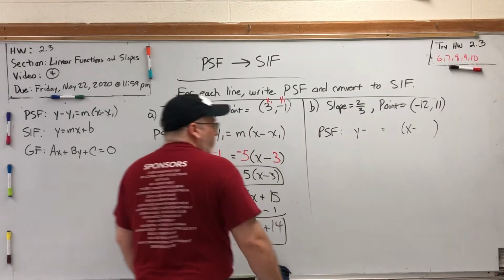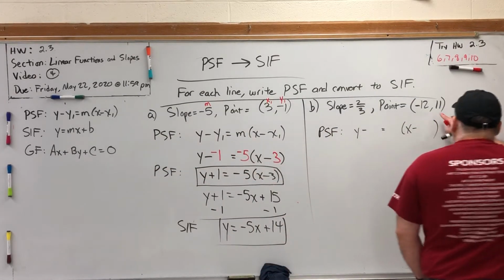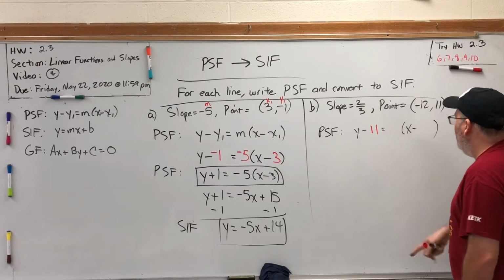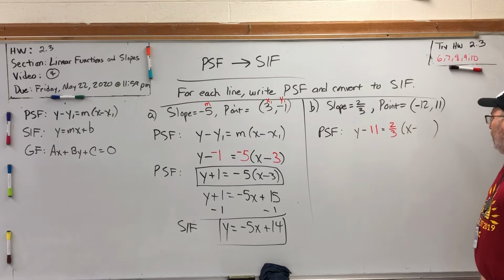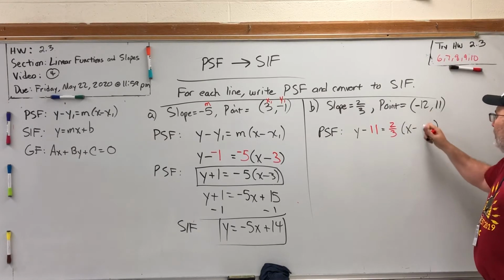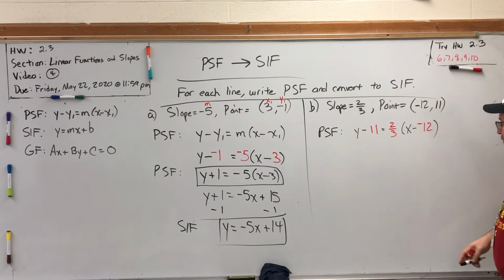What's the y1 in the second problem? The 11. What's the m in this problem? 2/3. And what's the x1 in this problem? -12. So as far as point-slope form, that's it.